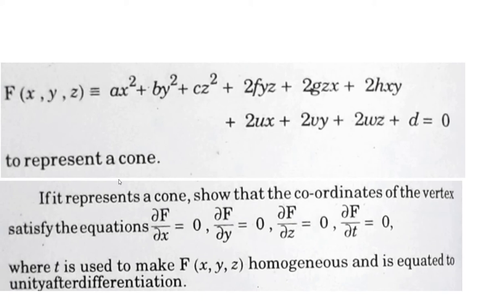Now if it represents a cone, then we are going to show that the coordinates of the vertex satisfy the equations. F is nothing but the entire expression. The condition will be that if you differentiate this partially with respect to x, equate it to 0, and similarly differentiate partially with respect to y, equate it to 0, and then partially differentiate with respect to z and equate to 0, and then partially differentiate with respect to t, equate to 0. Now what is that t? T is used to make this expression homogeneous, and it is equated to 1, that is unity, after we differentiate.